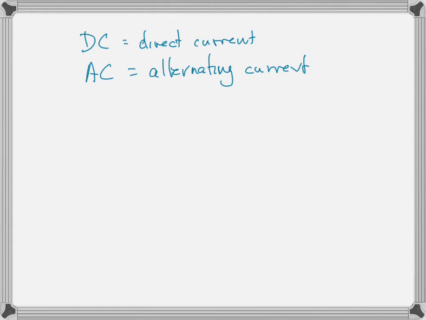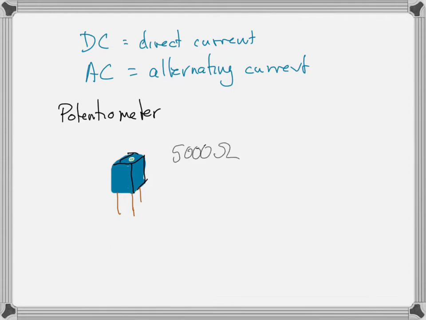For the DC circuits, we had potentiometers, and a few people have asked me about the potentiometers. The potentiometers are variable resistors. They're these little tiny blue boxes, and they're labeled with a resistor value. So, for example, a 5K potentiometer, or a 5,000 ohm potentiometer. The 5K potentiometer has 5K resistance between the two outside legs.